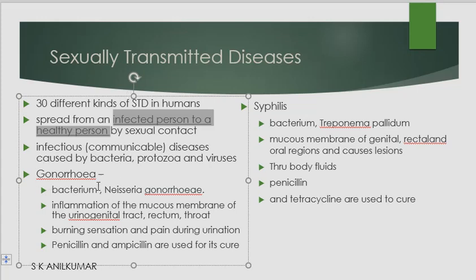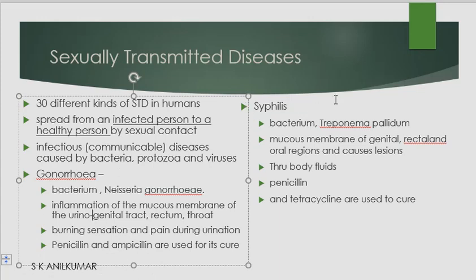One example is gonorrhea. Gonorrhea is inflammation of the mucous membrane of the urinogenital tract, rectum, throat, etc. So all the mucous membranes of these internal soft parts suffer inflammation. It is caused by a bacterium, Neisseria gonorrhoeae. It causes a burning sensation and pain. Penicillin or ampicillin is used for controlling this disease. Penicillin, ampicillin fights the bacteria.